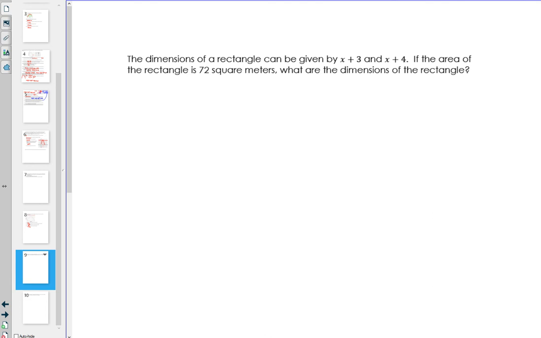Ooh, this is a good one. The dimensions of a rectangle were given by x plus 3 and x plus 4. The area of the rectangle is 72. What are the dimensions of the rectangle? You might have seen this earlier. What's the formula for area of a rectangle? Length times width.